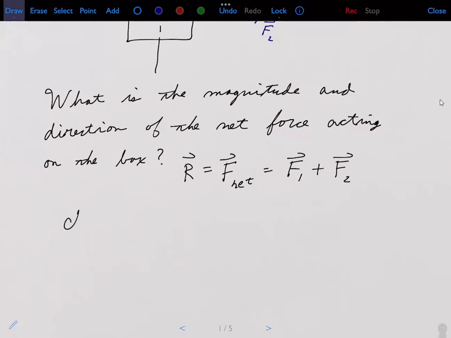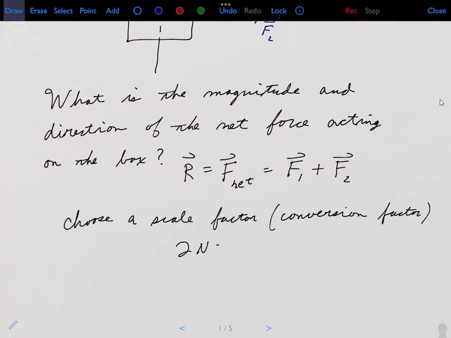So we're going to choose a scale factor, or conversion factor, of, let's say, 2 newtons equal to 1 centimeter. That should give us reasonable lengths here. Okay, so how do I convert these?